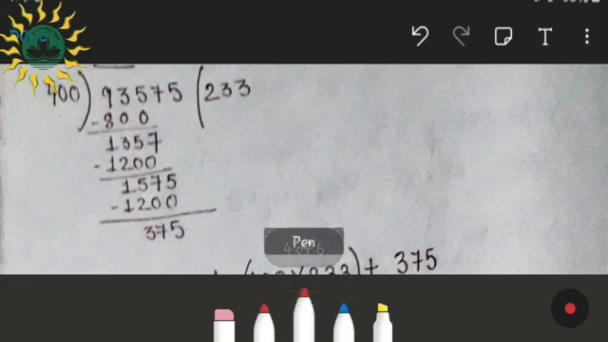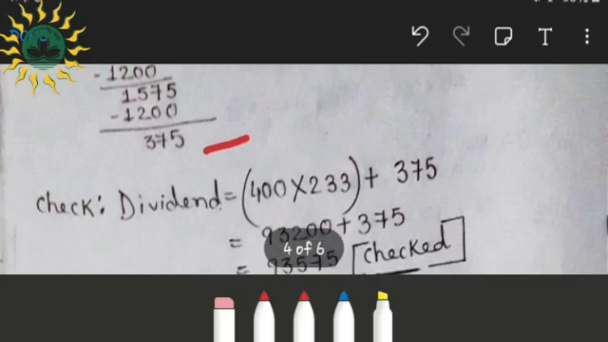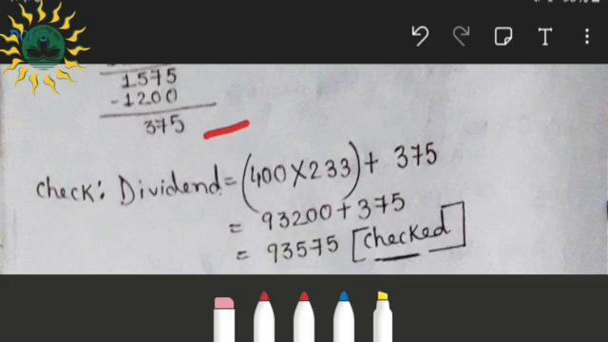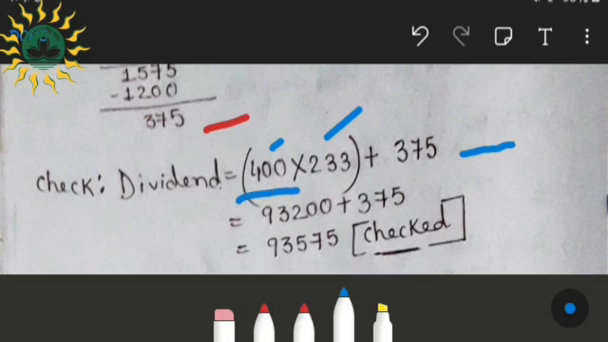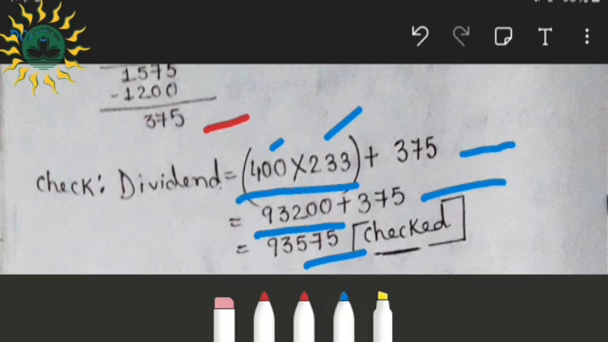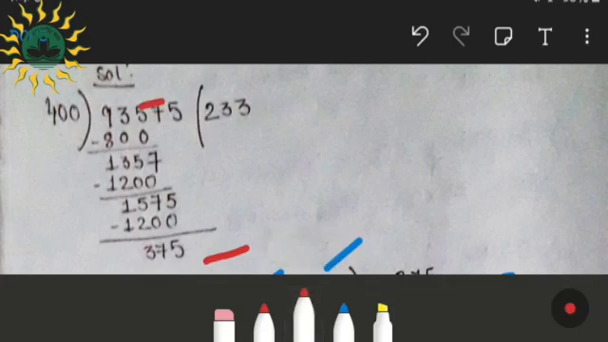Again the same thing, 93575 divided by 400, you have to divide. Here we can see that 375 is our remainder. So we'll put the value of divisor, quotient and remainder in our formula. Dividend equal to divisor 400 into quotient 233 plus 375. So if you multiply this, we get 93200 plus 375, which gives us the final dividend, which is given in our question as 93575.